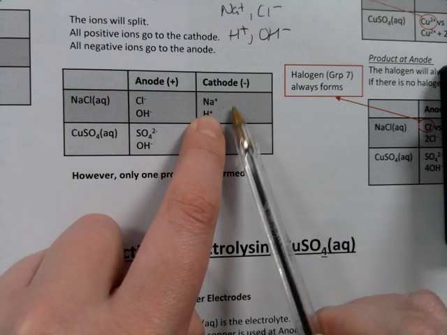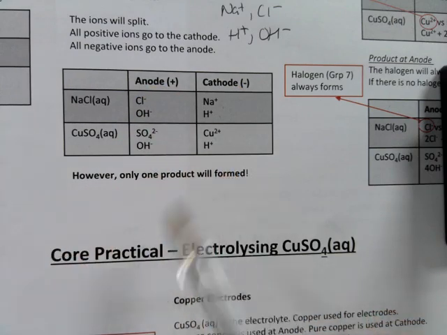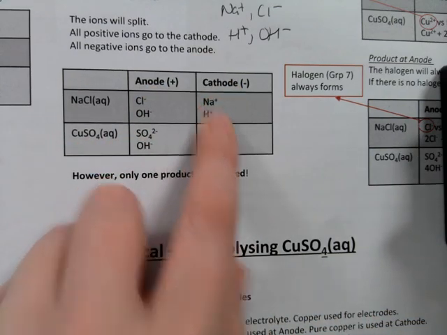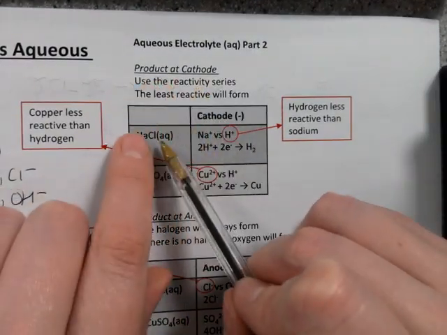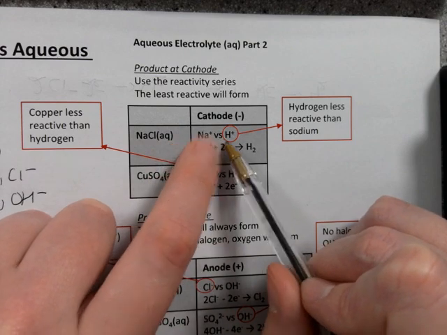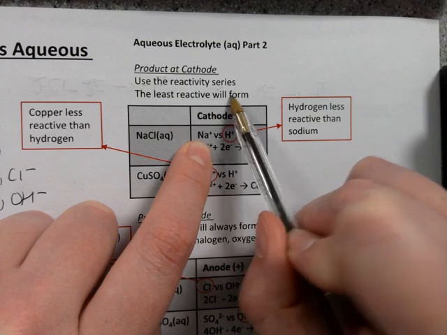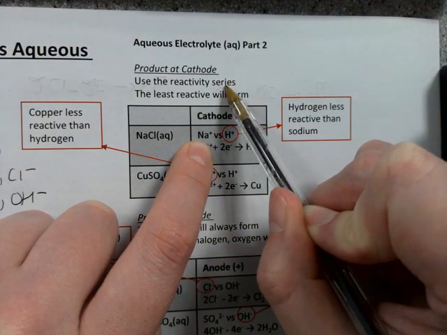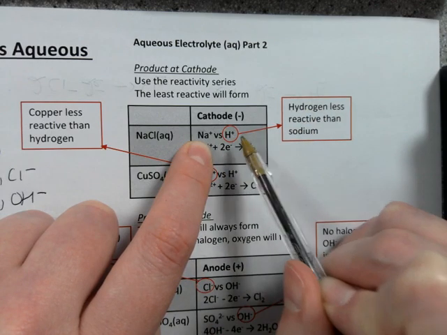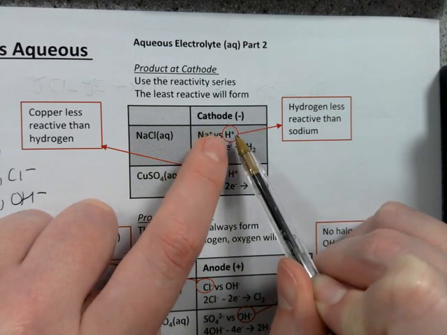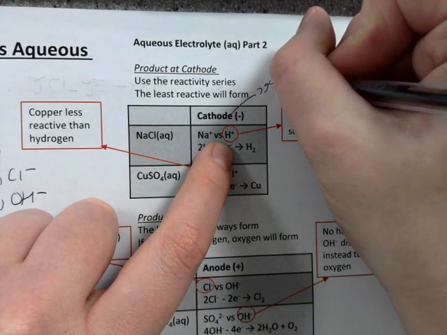Although you're getting 2 sets of ions at each electrode, only 1 product is going to form and you need to be able to tell which one. So we're going to start at the cathode. If I use that same example, at the cathode for NaCl, I had 2 ions going there, my 2 positive ions, sodium and hydrogen. The rule is the least reactive will form, and for that you'll need to use your reactivity series. Using that reactivity series, you'll see that hydrogen is less reactive than sodium, and that means hydrogen is going to form. Once we know it's hydrogen, you need to show that it is being reduced, which is gaining electrons.